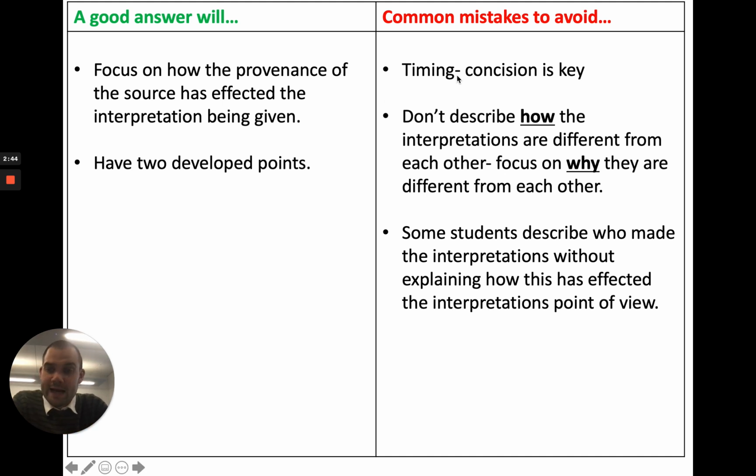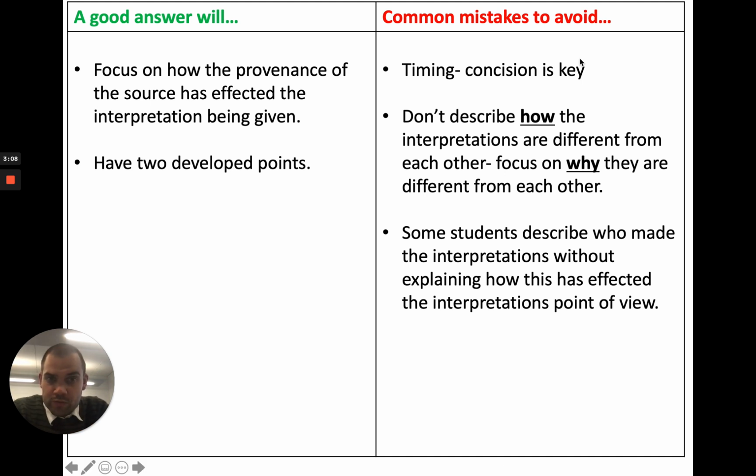Linked to that, timing with this question is really, really important. Concision, being able to write your ideas succinctly in a short space, is quite important. The reason for that is that this question is not worth that many marks, but it's also fairly straightforward. So you want to get to the point where you can write it in 5 or 6 minutes. To do that, you have to make sure you can very concisely hit all 4 marks out of 4.